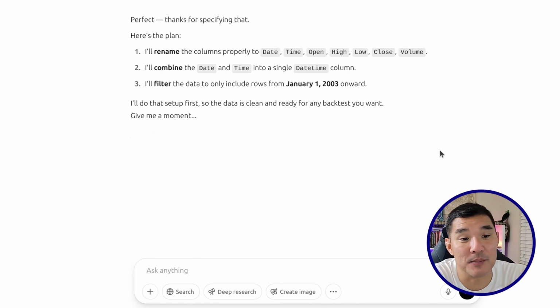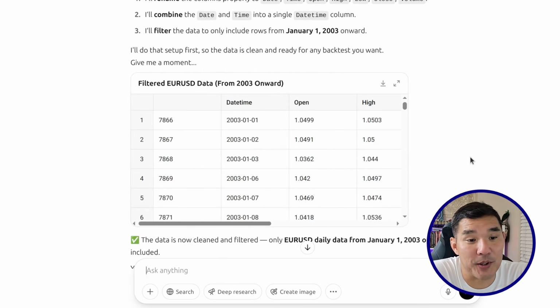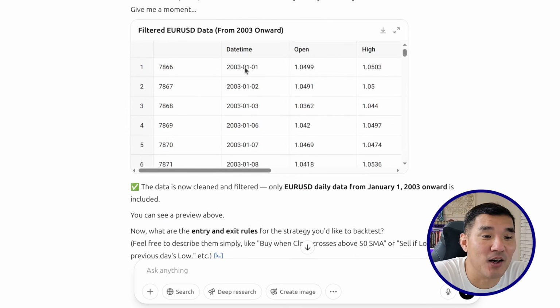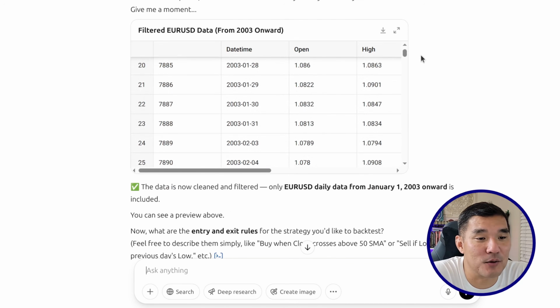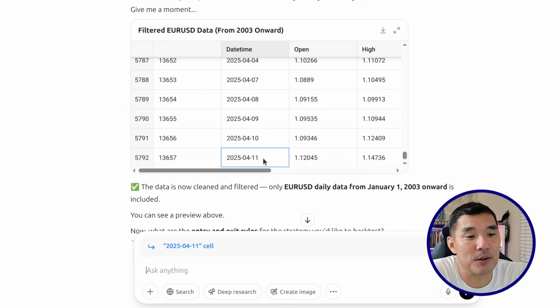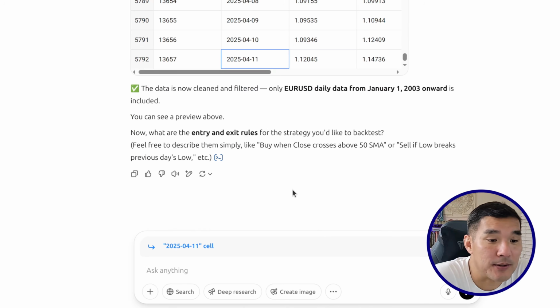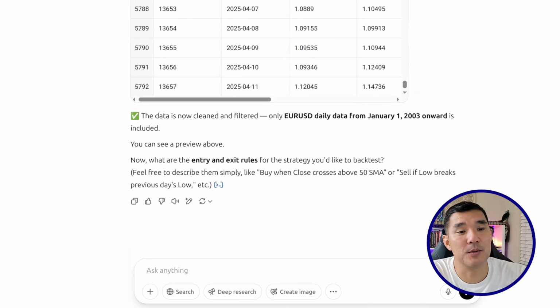So now it's cleaning up the data, and this is what it's showing. Okay, perfect. So it starts on January 1st, 2003, and it goes forward. And if you scroll down, you can see that it goes all the way to the current date of 2025. As I go further down the page, it says the data is now cleaned, and it's asking for the entry and exit rules. Okay, so what I want to do is I want to first identify my trading strategy.